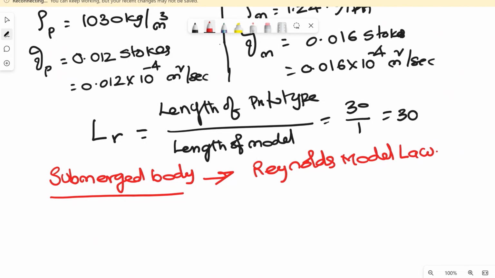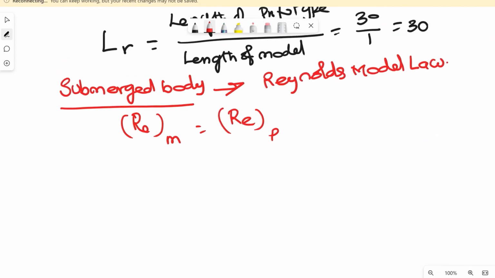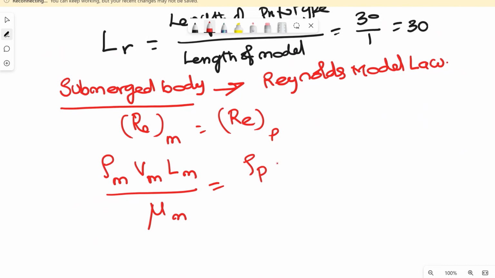What Reynolds model law tells us is that the Reynolds number for the model is equal to the Reynolds number for the prototype. That means rho m V m L m divided by mu m is equal to rho p V p L p divided by mu p. But he has not given the dynamic viscosity.